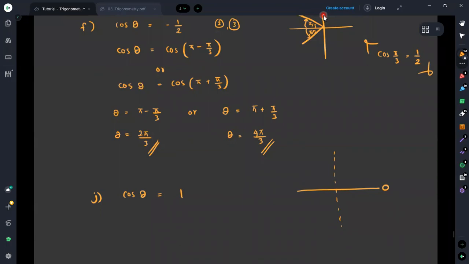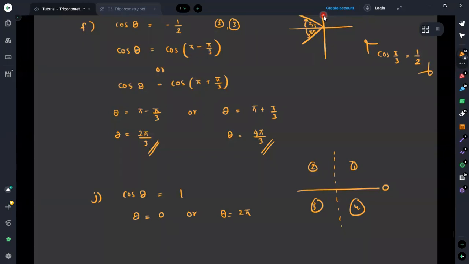Therefore, we can have the next one. Considering the first, second, third, and fourth quadrants, we know that theta can be equal to 0, or else we can have the next value. We cannot have it in this direction, because on this line, for the second and third quadrants, the cosine function does not have a positive value. Therefore, the next possible value is theta equal to 2π.